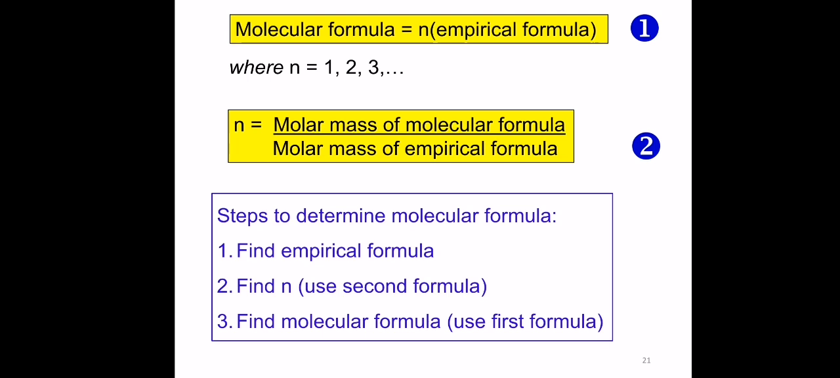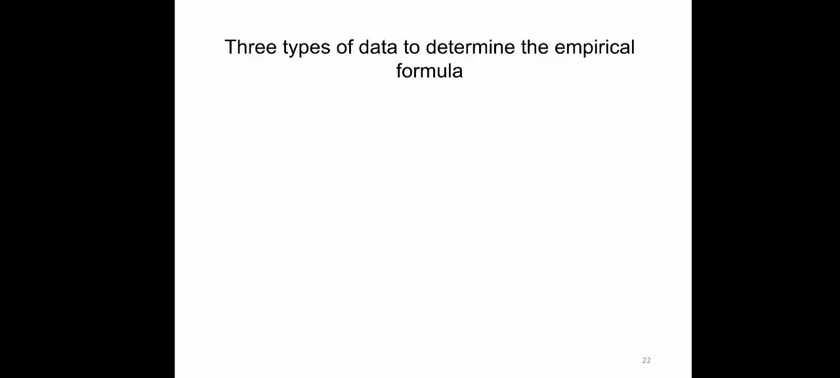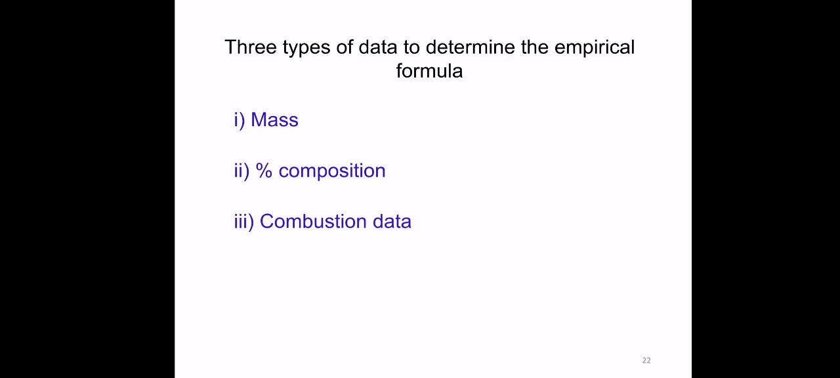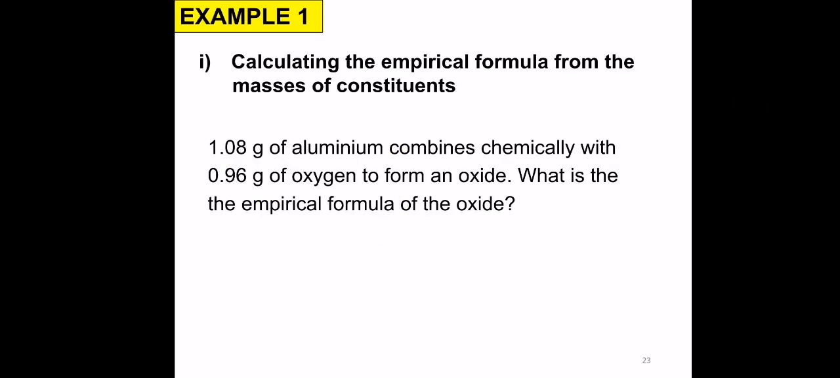Okay, and then next one. There are 3 types of data to determine the empirical formula. The first one is mass. Second, the percentage composition. And the last one, combustion data. Alright, so example number 1, calculating the empirical formula from the mass of constituents.